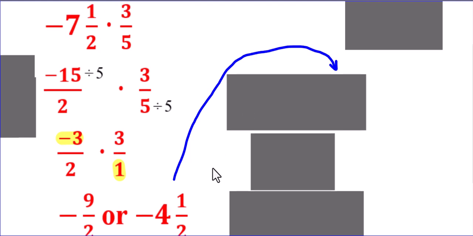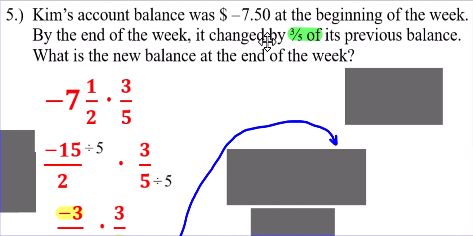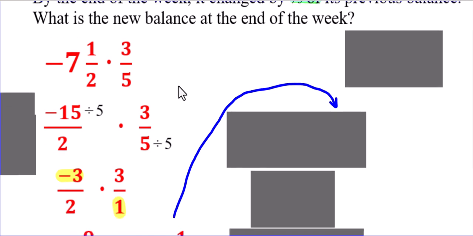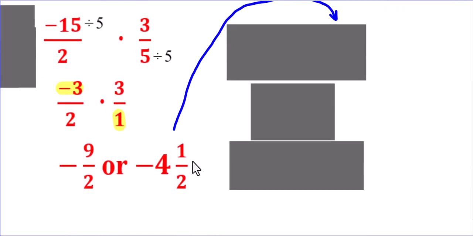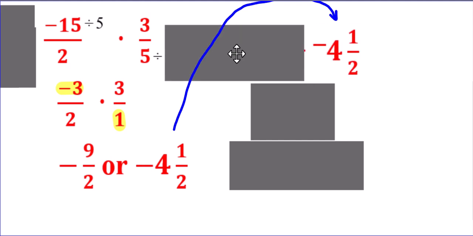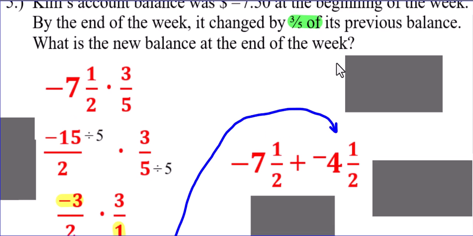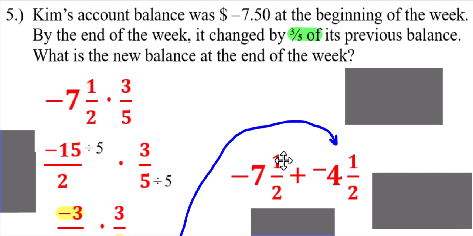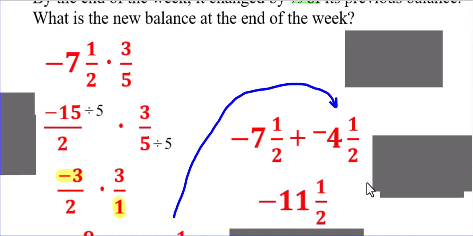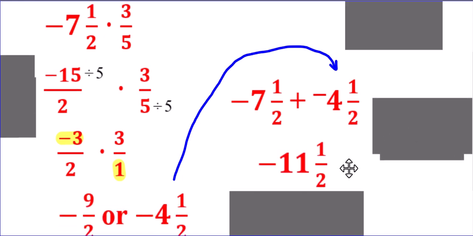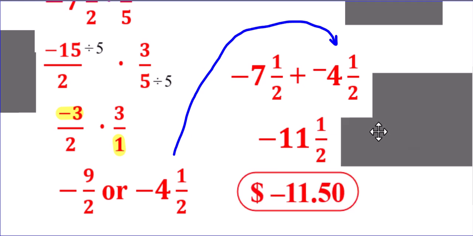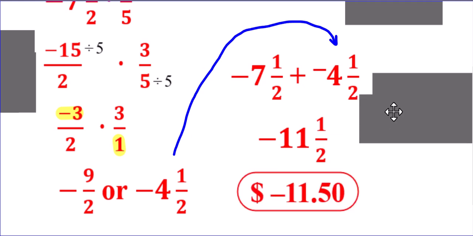You're not done. It changed by that much. So the question is, what is the new balance? Well, we know how much it changed by. That's going to be negative $4.50, but we've got to go ahead and add that to the original balance. Now, I kept these mixed numbers. If you went ahead and made them decimals right away, that's totally fine. This is going to give you negative 11.5, or negative 11.5. But since we're talking about dollars and cents, you must write it with 2 digits to the right of the decimal point and the dollar sign on your answer.